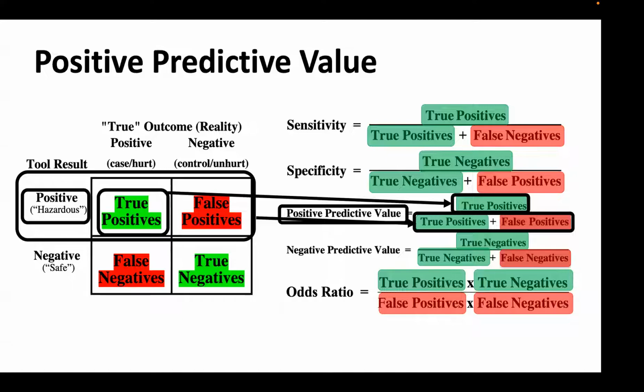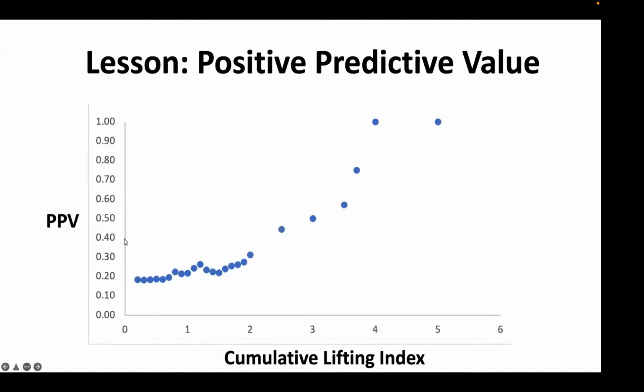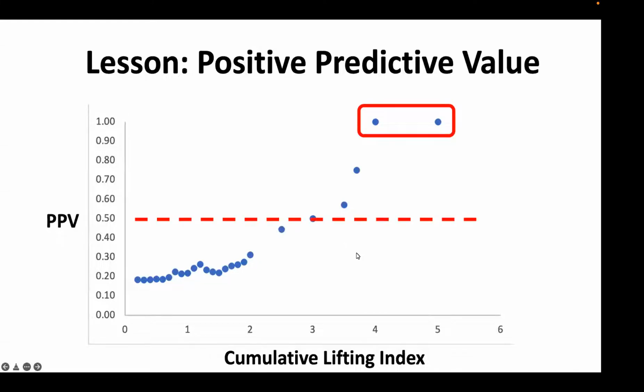Now, if we look at positive predictive value and we graph it, this is actually for the cumulative lifting index. This is from an automotive study, 1,100 workers performing over 700 jobs. This is the positive predictive values that we saw for various cumulative lifting index scores. It's the NIOSH revised lifting equation. And what you see here is as the score goes up, the probability that they hurt goes up with it. And if we look, our normal cut point here is 3. We say it's over 3, it's probably hazardous.